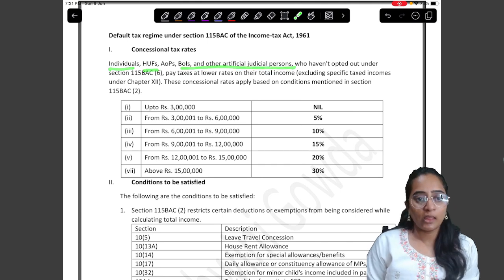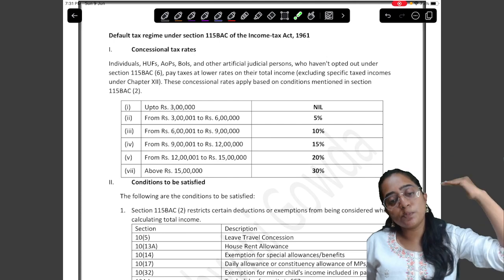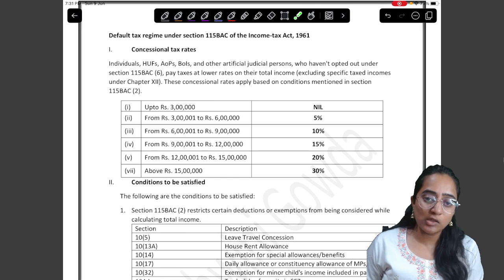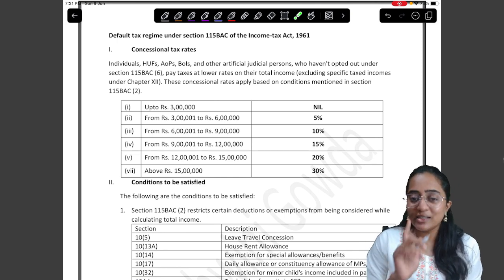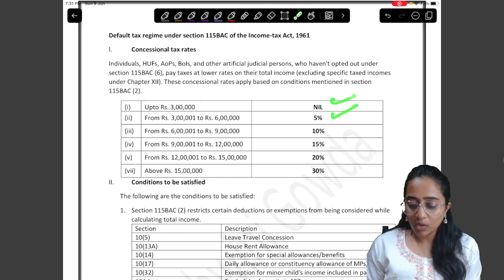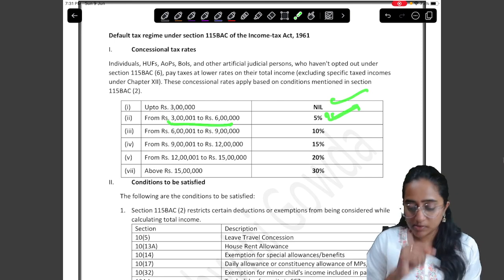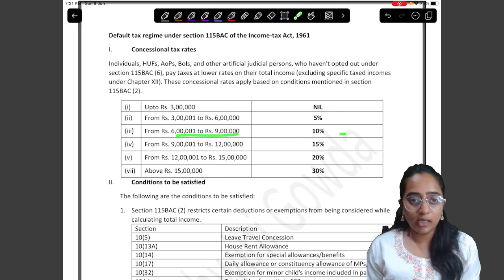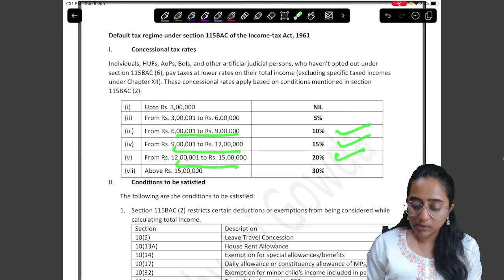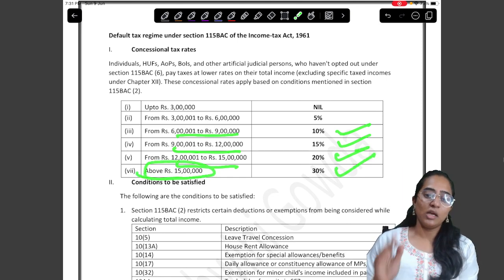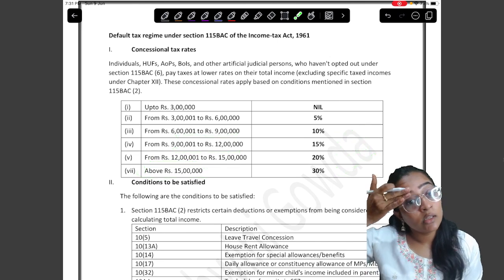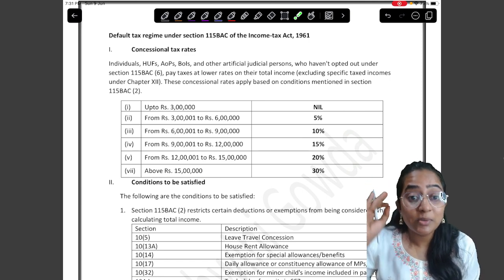Now, the concessional tax rate is applicable for individuals, HUF, AOP, BOI, AJP. If you don't want to opt as per the normal provisions, you can come and opt for 115BAC. Why? Look over here at the tax rate which is applicable. Up to 3 lakh, nil. 3 to 6, 5%. 6 to 9, 10%. 9 to 12, 15%. 12 to 15, 20%. Above 15, it is going to be 30%.